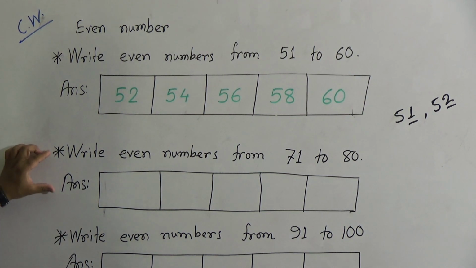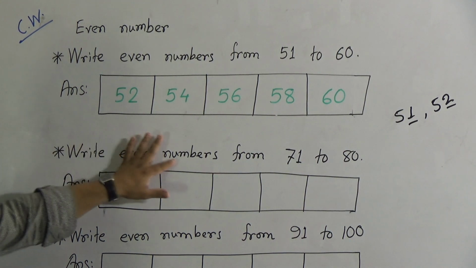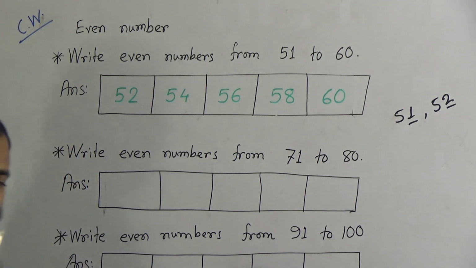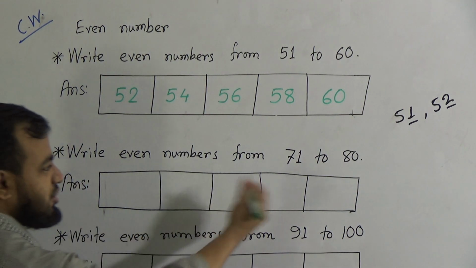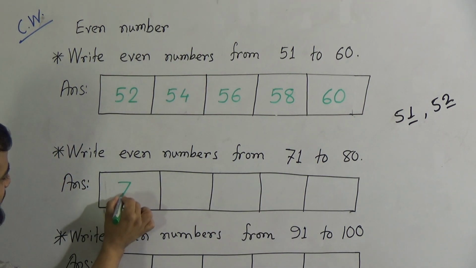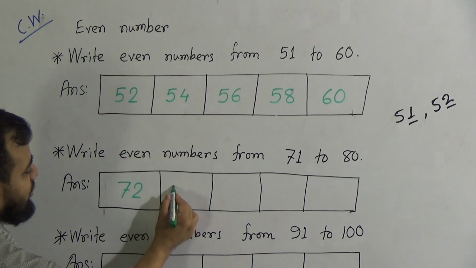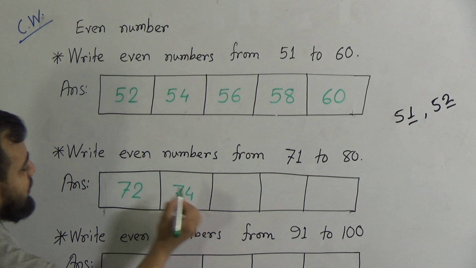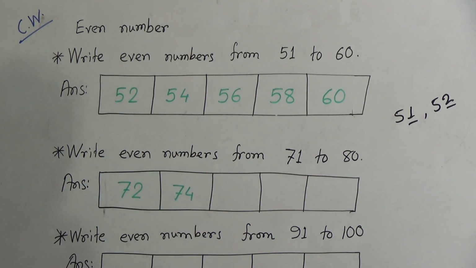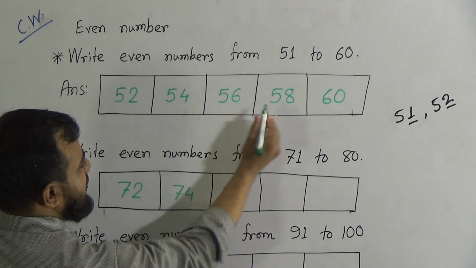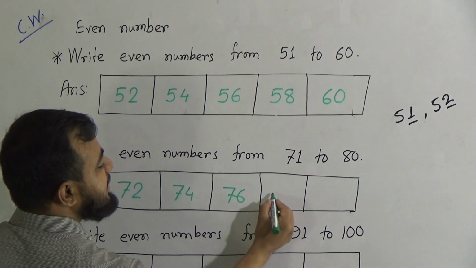The second question is: write even numbers from 71 to 80. My dear students, our first even number for this question will be 72. 72 is our first even number, and the next one will be 74. The next even number after 74 will be 76. Like this way, it will be 78.